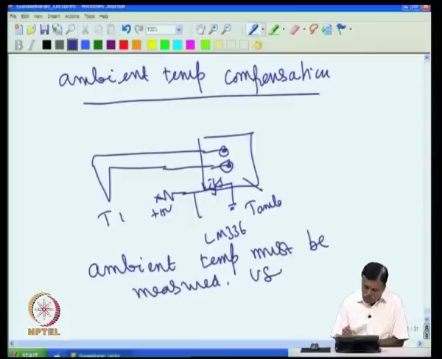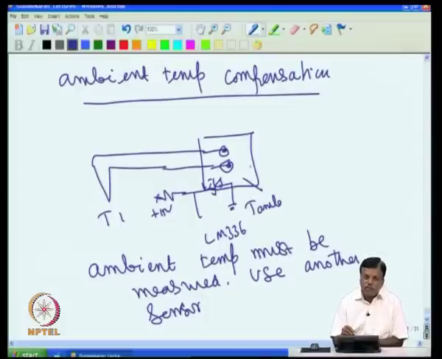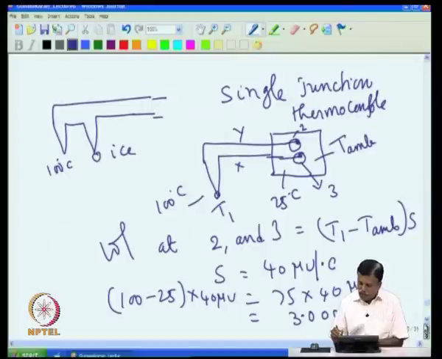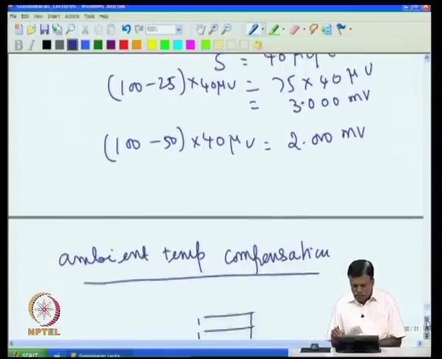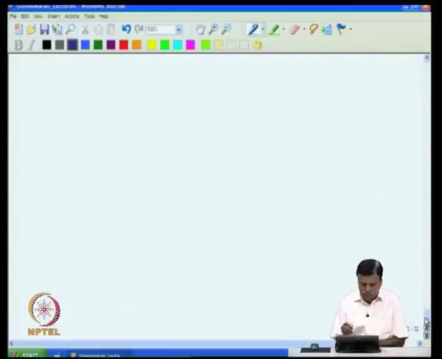So, use another sensor. If I measure the temperature of this block, that is ambient temperature, means the block is assumed to be at the ambient temperature, and we are measuring the temperature of this block. So, we have to measure the ambient temperature of this block, and then once you measure it, you can find out the actual temperature by subtracting this.